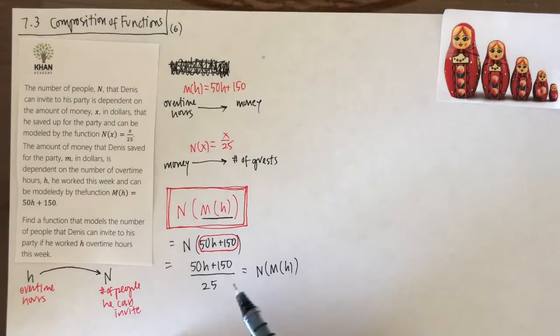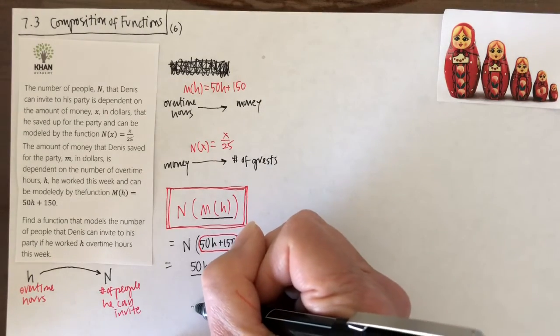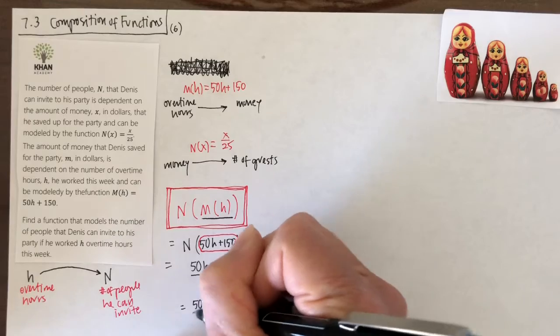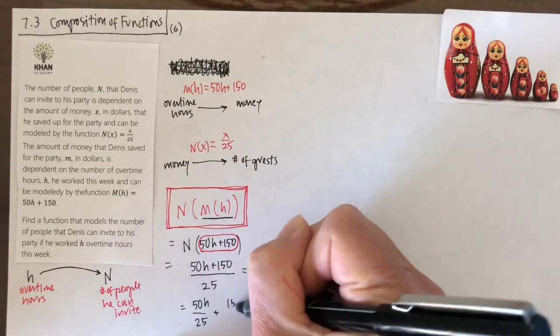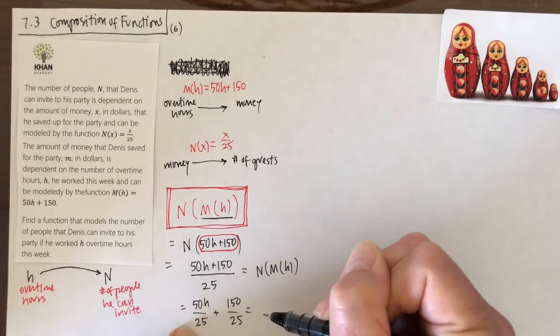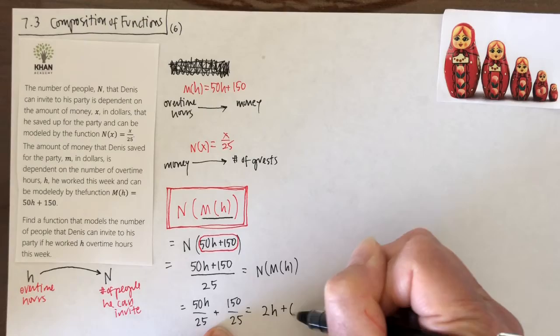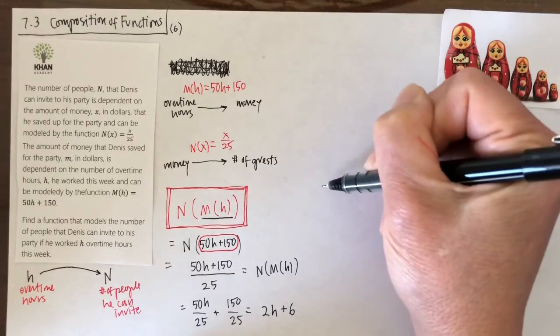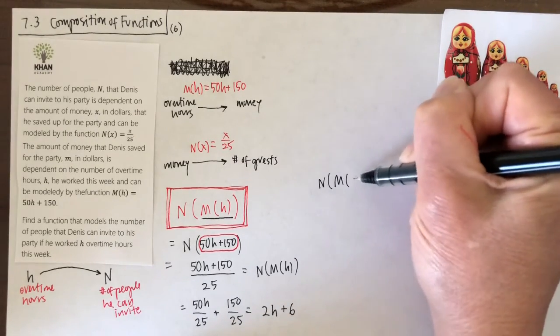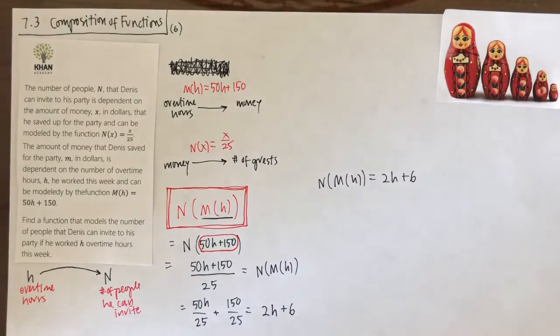The only other thing I'm going to do is clean this up a little because I notice everything is divisible by 25. So if I think of this as 50H over 25 plus 150 over 25, then that equals 50 over 25 is 2H, and 150 over 25 is 6. So ultimately, N of M of H equals 2H plus 6.